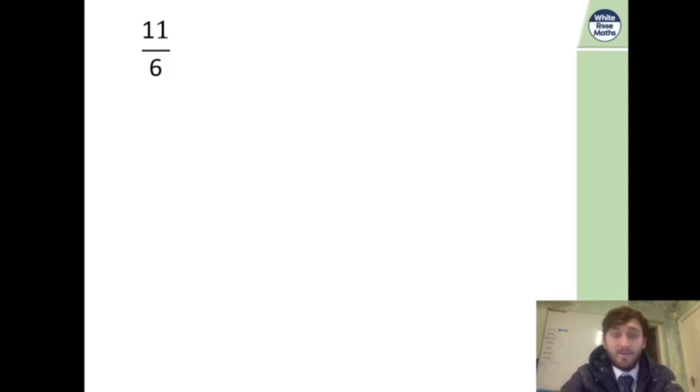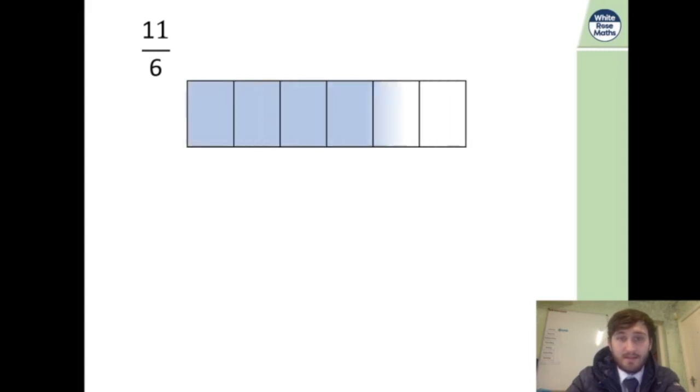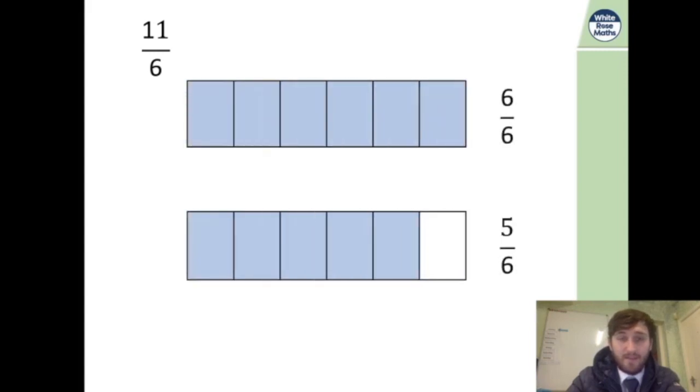Okay then, so now we've got 11/6, and we all know that this is an improper fraction. So if I'm going to represent this, I've got 1 whole, 6/6, and then I've got 5/6. Because 6 goes into 11 once, and I've got 5 left over.